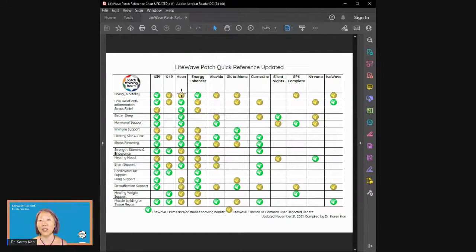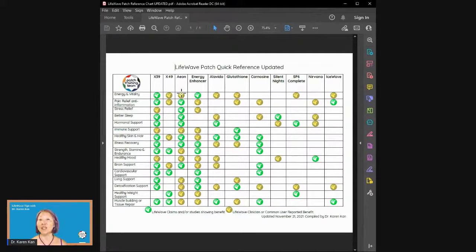X49, on the other hand, is very specific for certain tissues. So the AHK copper peptide that it elevates helps with bone, skin, hair, nails, heart and cardiovascular, neurologic symptoms. And you know what happens is, you know, your muscles, your endurance, your strength, it helps with that as well.